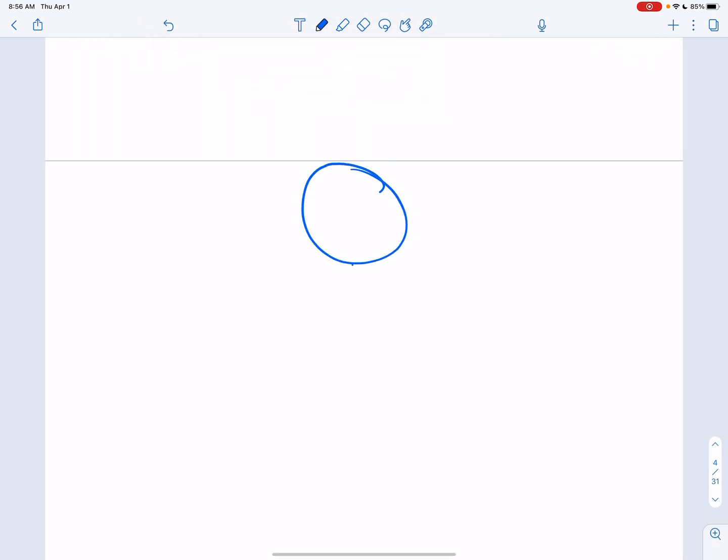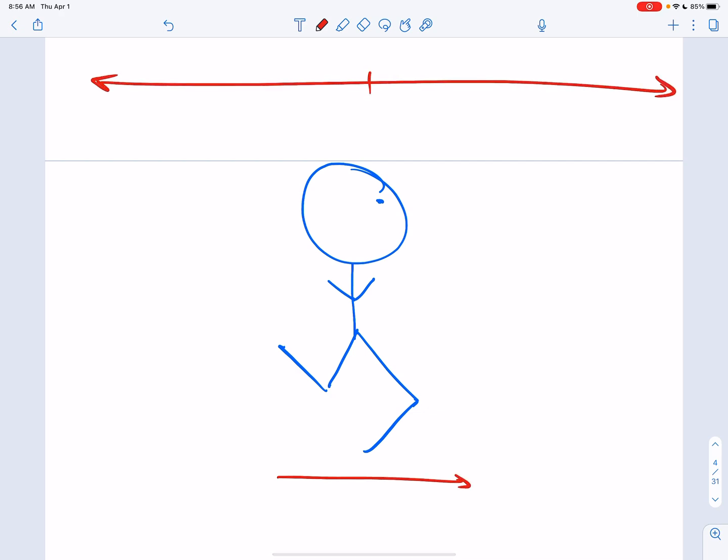So here's a scenario for you guys. Let's say this is my best approach at showing a running person. Let's say this person was running towards the right. If you're thinking about the x-axis, we're running towards the right. Just to make sure that this is very logical here.